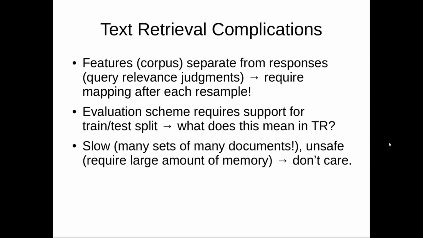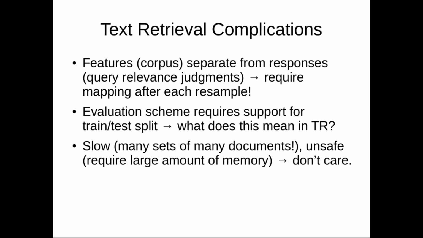Okay, now that we have some ideas on what resampling is, we can try to extend this to a text retrieval problem. And of course, by doing that, we're going to encounter some complications. The very first thing that pops up is the fact that the features in a text retrieval problem, which is the text corpus, are usually separate from the responses, which are the query relevance judgments. And these two are linked together usually by something like a document ID and a query ID.